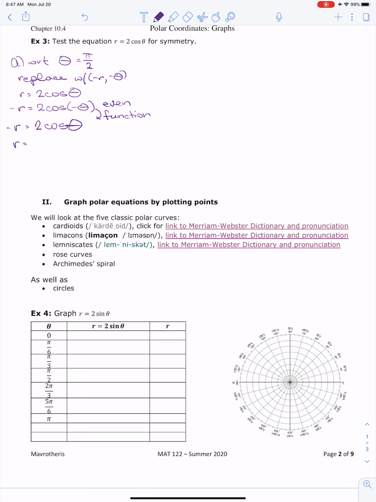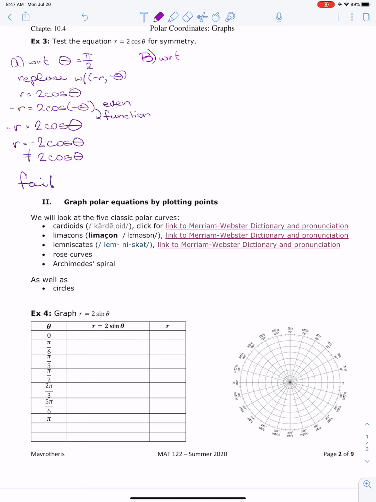I can multiply both sides by negative 1, so this is solved for r. I get r equals negative 2 cosine theta, which does not equal 2 cosine theta. So this fails the test for symmetry across that vertical axis.